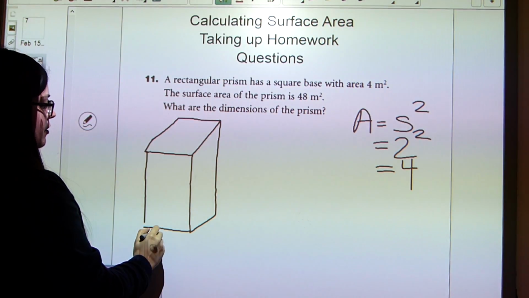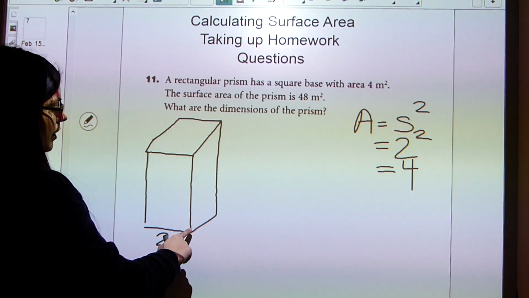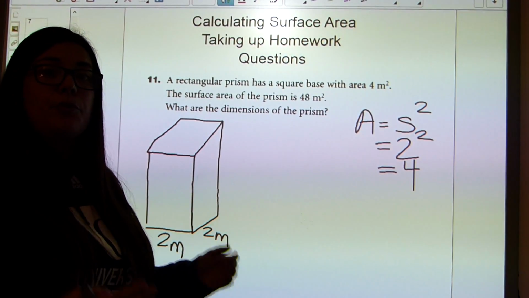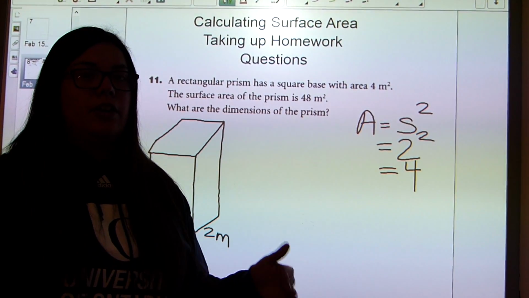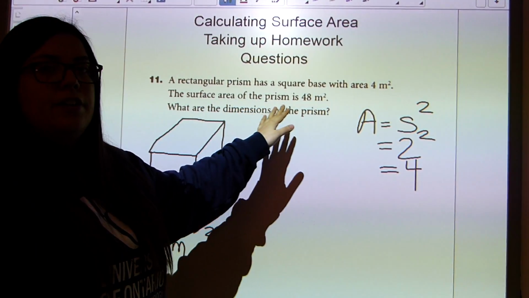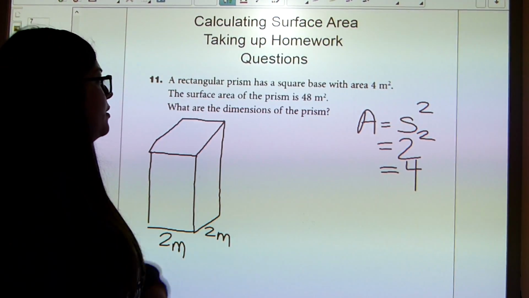So we'll go with length here is 2 meters. Your width is 2 meters. The reason that they're the same is because you have a square base. Square sides are all the same length. So now it tells you the surface area of the prism is 48 meters squared.